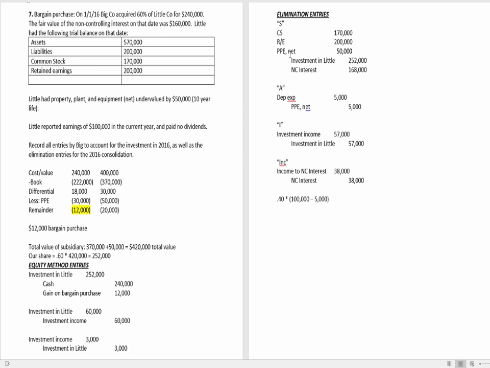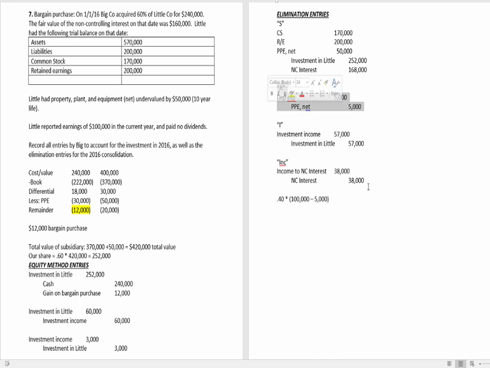Now we jump over to our elimination entries, and again, this whole thing is exactly like any other set of elimination entries that we've ever done. The only place where this bargain purchase is evidenced is in the initial acquisition. So we eliminate our beginning of year equity accounts, the same as we've always done. We record that differential asset, the same as we've always done. We take that total of $420,000 and we split it 60-40 between the investment in Little and the non-controlling interest. And again, here's where that nice little balancing comes in. Our credit to the investment in Little is equal to what we recorded as our acquisition cost.